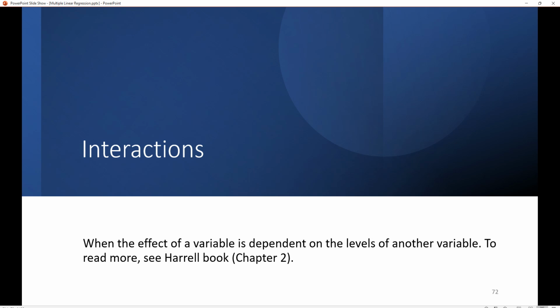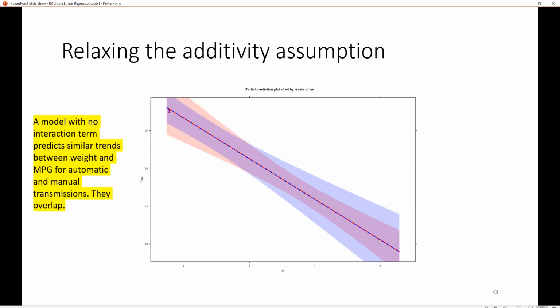Heart disease is one where things look different between men and women in the younger years compared to their older years. You can read more in Harrell's chapter 2. So when we have interactions, we can relax the additivity assumption.